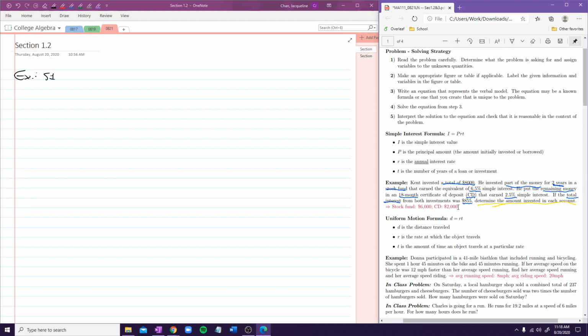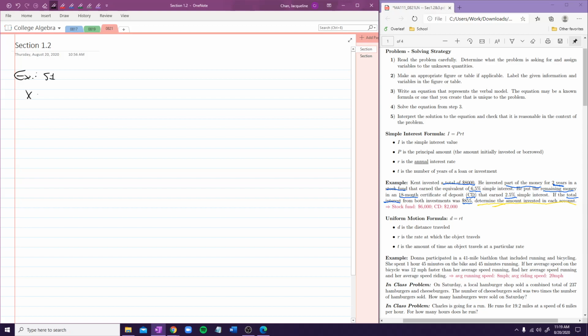Right? So now that I have all this information, what is the question asking? Our question is wondering what is the amount invested in each account. And what are the accounts? We have a CD and we have a stock fund. So we're going to assign variables to unknown quantities. First things first, we know the biggest thing: Kent invested a total of $8,000, and he has 2 accounts. He invested in a stock fund and a CD.